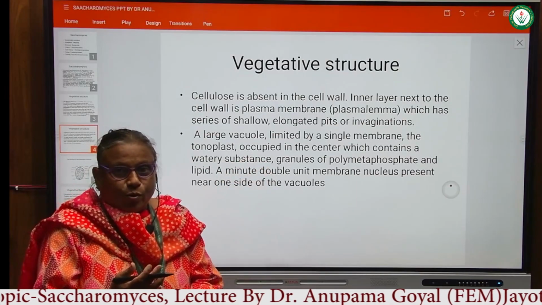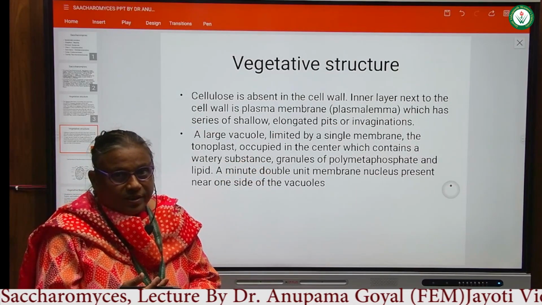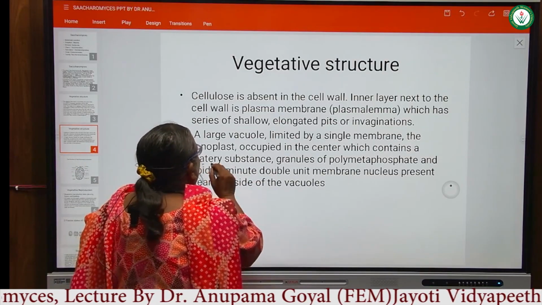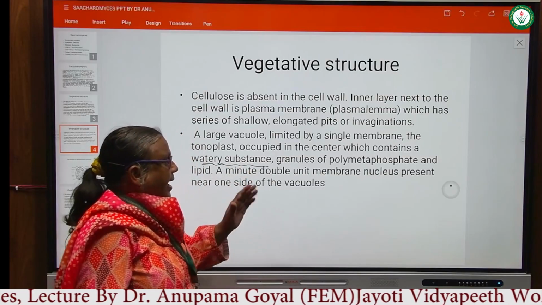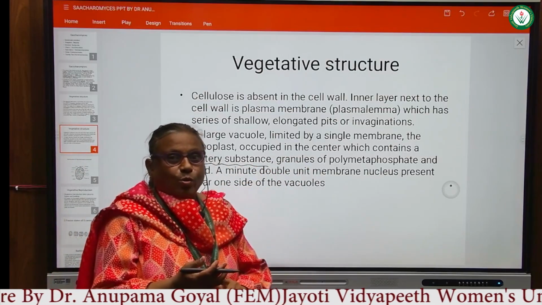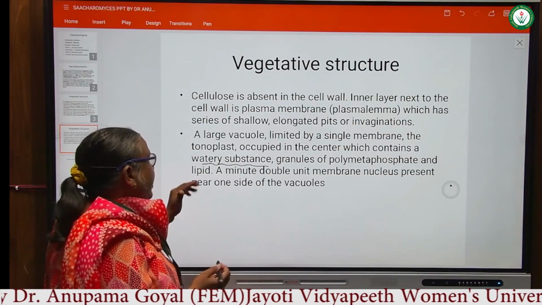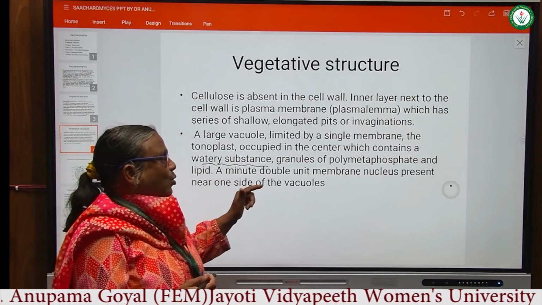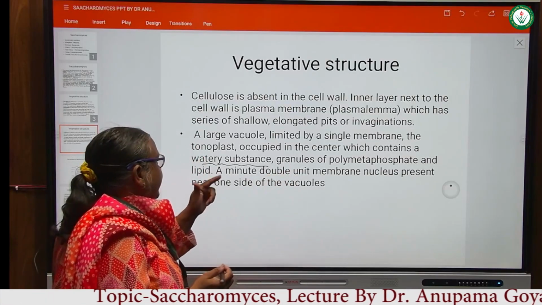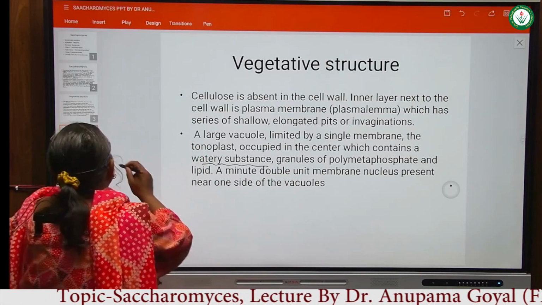So the vacuole is found in the center of the cell in Saccharomyces, and it contains a watery substance and granules of polymetaphosphates and lipid, and a minute double unit membrane nucleus is present near one side of the vacuole.